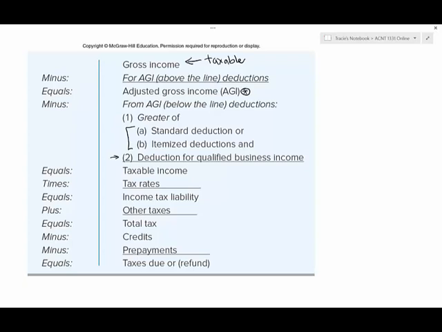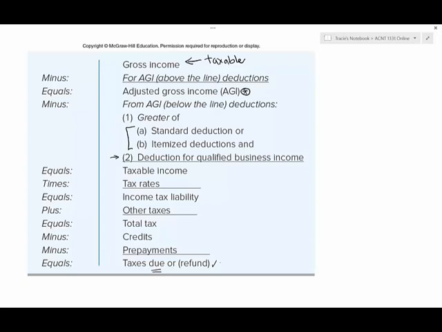We'll then use the tax rates, which we learned how to use in Chapter 1, to calculate the taxpayer's income tax liability. Then taxpayers will add in other taxes such as self-employment taxes, and they'll get to their total amount of tax. They'll then subtract out their credits and their prepayments, and they'll come down to the tax amount that's due or a refund. This formula is important for you to know.